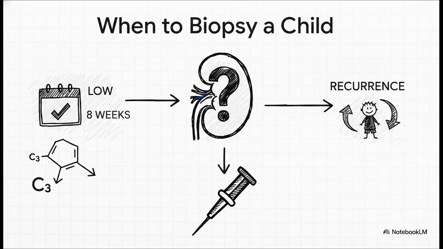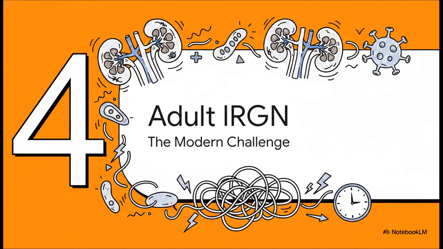There are really only 2 reasons to even consider it. First, if that C3 is still low after 8 weeks, we have to start thinking about a different diagnosis, like C3 glomerulopathy. And second, if the child gets this whole syndrome a second time. A core rule here is that classic PSGN does not happen twice. If it seems to, it's probably not PSGN and you need a biopsy. Otherwise, no biopsy needed.